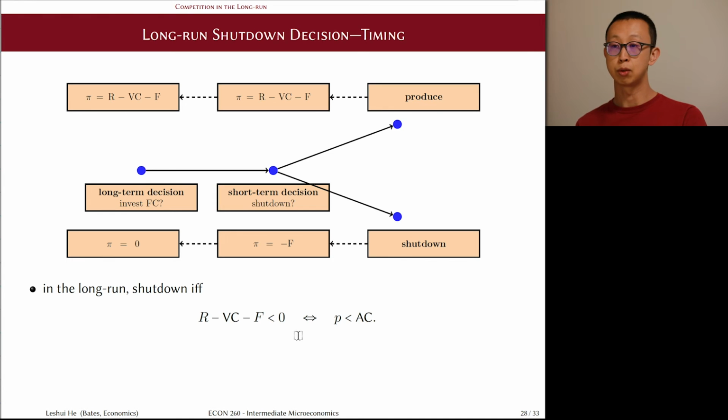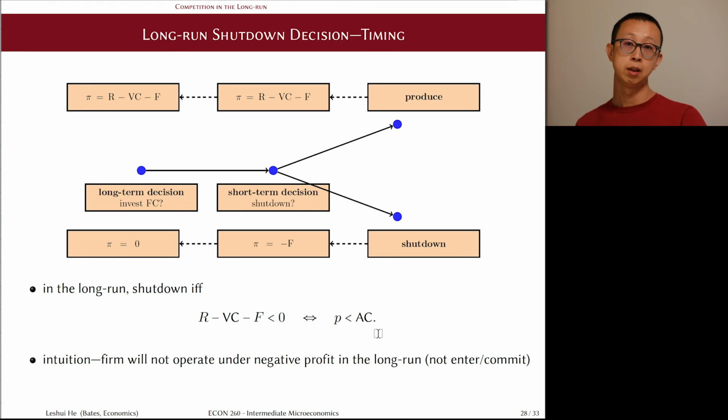This inequality is equivalent to revenue is less than total cost. Divided by the output level Q, this is equivalent to price is less than average cost. In other words, in the long run, the firm chooses not to produce as long as the price is below average cost, or if the profit is negative. In the long run, because the firm doesn't have to incur any fixed cost, the firm will never operate with a negative profit.